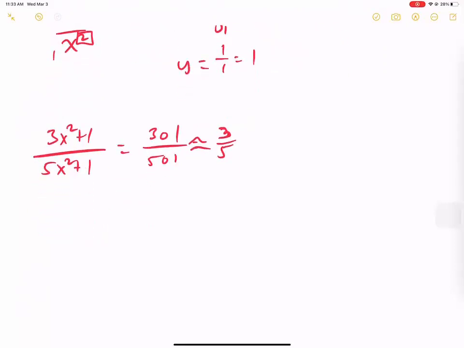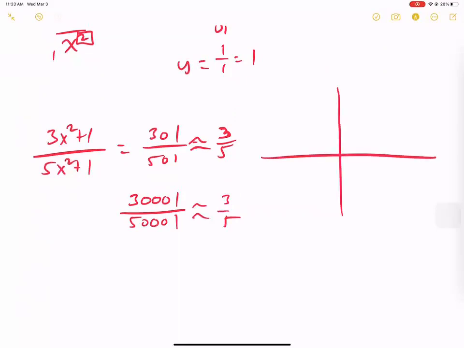If x was 100, that means this would be 30,001 and 50,001. It's even closer to 3 over 5. And what I'm talking about when I'm graphing this horizontal asymptote, the graph is 1, 2, 3. Okay, where's 3 over 5? 3 over 5 is like 0.6. We have a horizontal asymptote right here. And the graph would eventually become this 3 over 5, one of these pairs. Okay, so I don't know which one it is. We would have to plug in more values to guess. But at least I know this is where the graph would eventually tend toward.